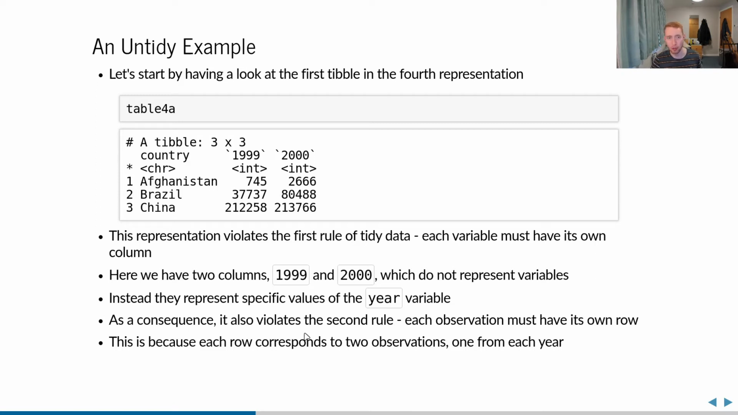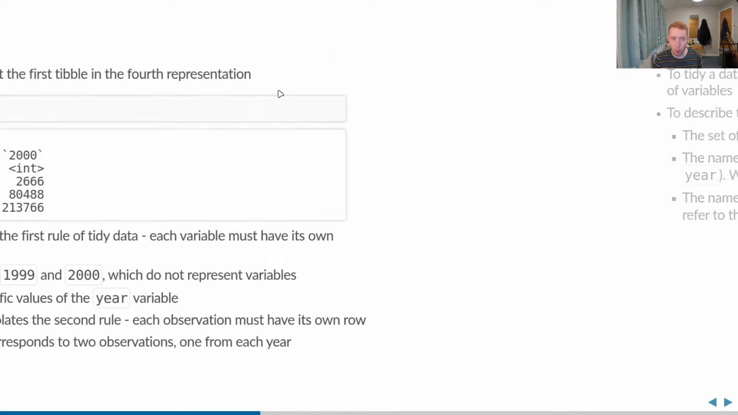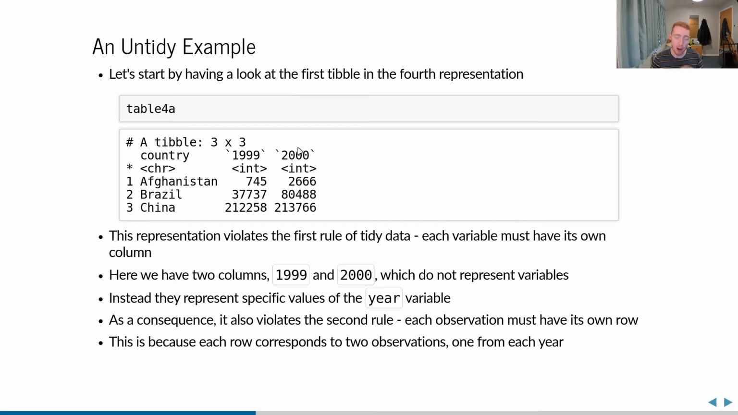We can do this by using a technique called gathering. Essentially what we want to do is take these non-variable columns and gather them together into a year column. The reason we think of this as gathering is, imagine we had more of these columns. We had 1999, 2000, 2001, 2, 3, 4, 5, loads of these columns, and we want to gather those all together into a single column called year, and then have another column containing the number of cases. So all those columns gather together into two.